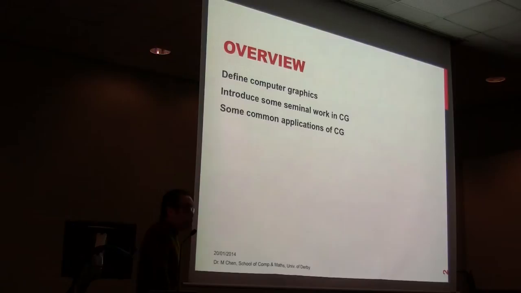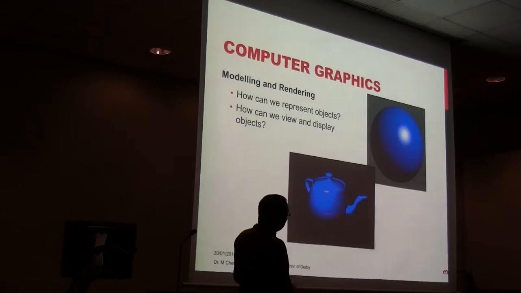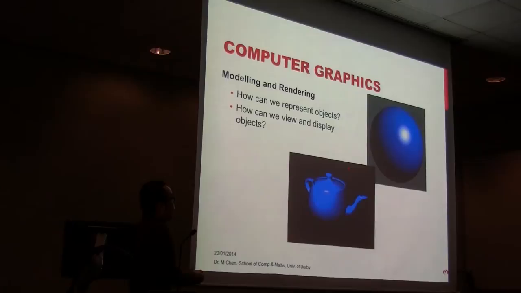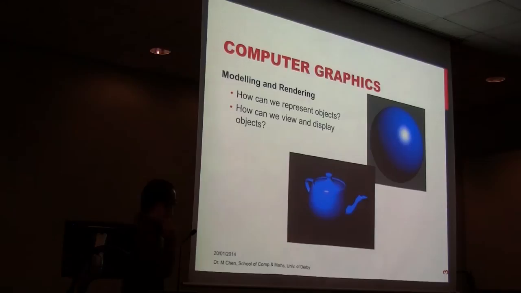So, without further ado, computer graphics. In here, two very simple images. One is a sphere, one is a teapot. They are rendered, they are computer generated, you can tell by how fake they look. The sphere looks really plasticky. The teapot here is also very plasticky. It does look like a computer generated image.